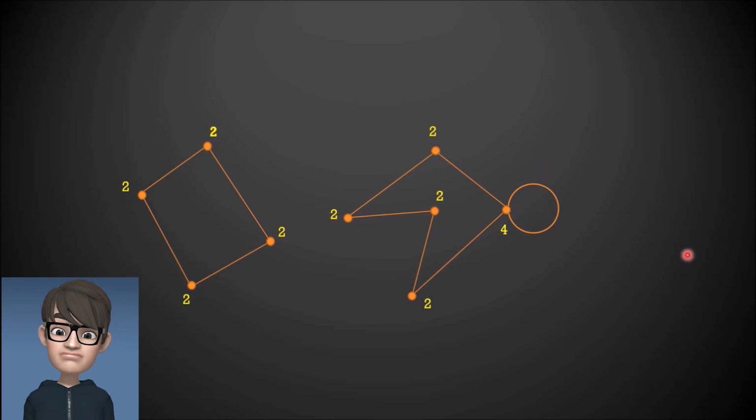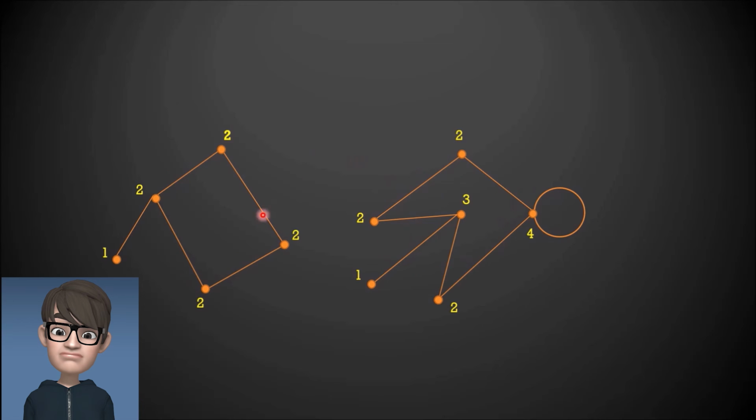So these two are examples. Both of these graphs have even degrees in all of their vertices. Let's say if the graph has one or two vertices with odd degrees, it's not an Euler circuit anymore.